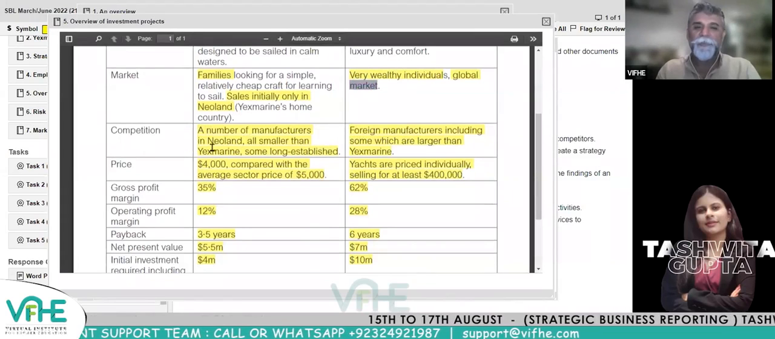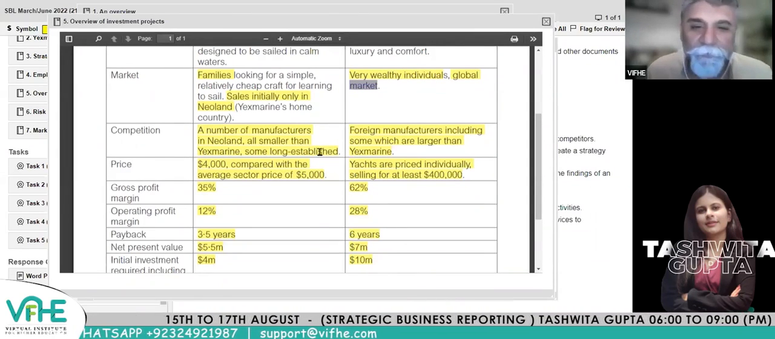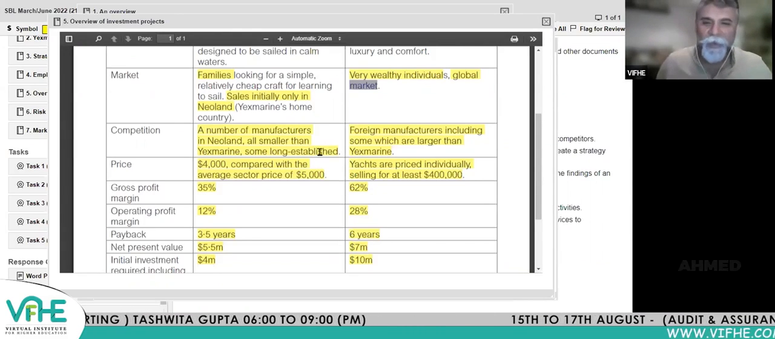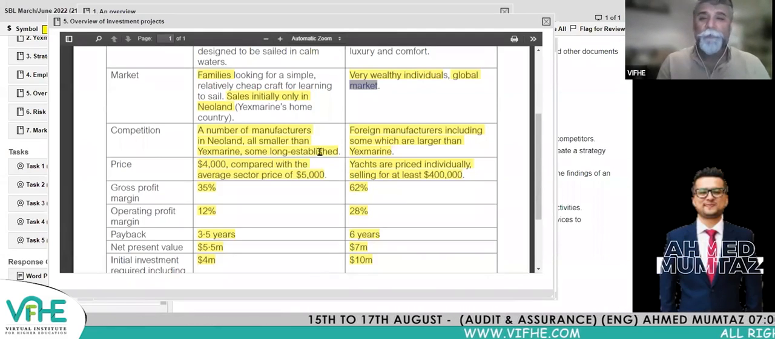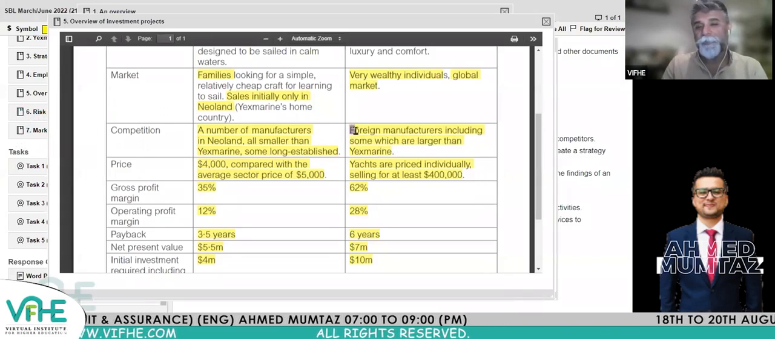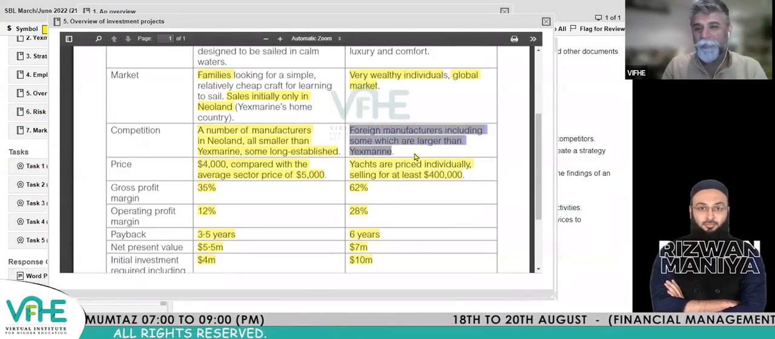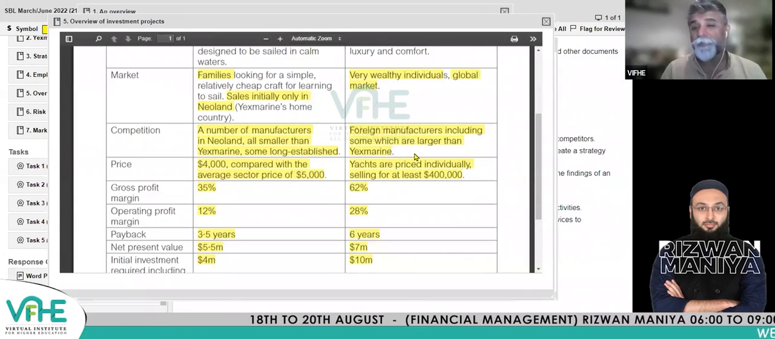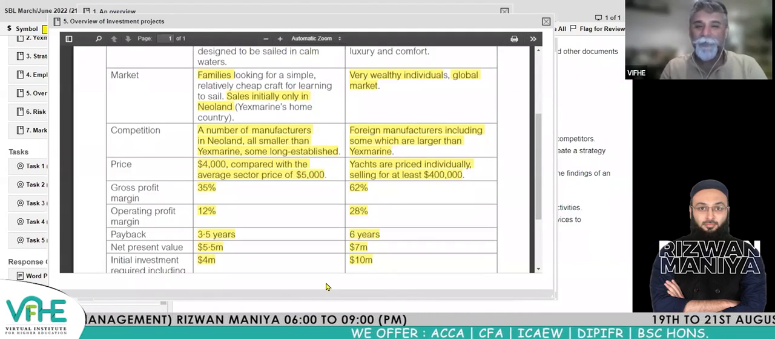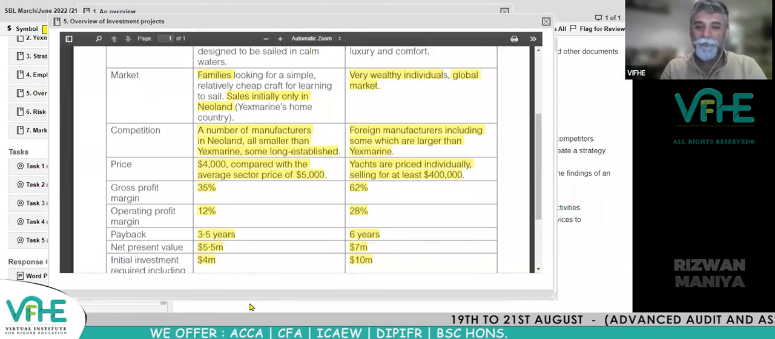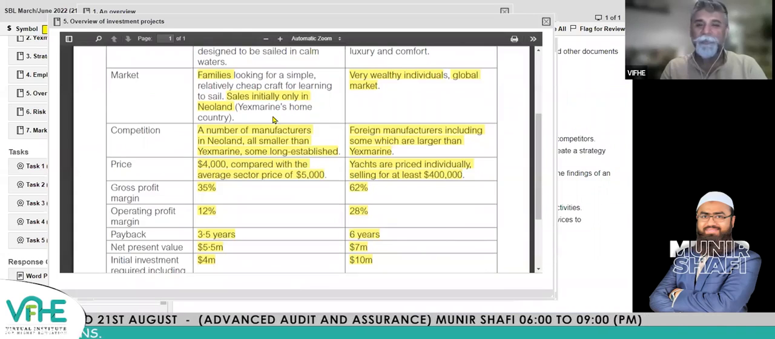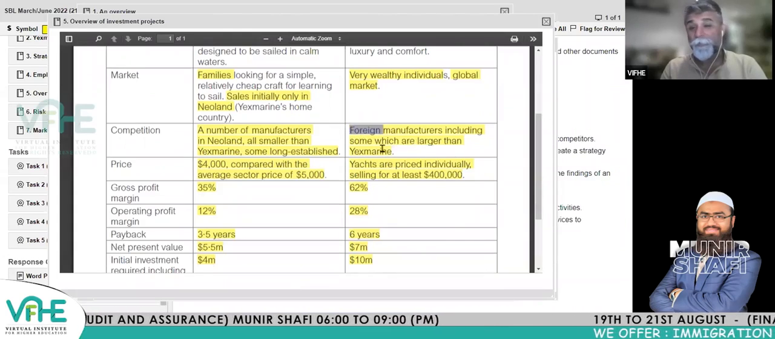Competition, it says a number of manufacturers in new land, all smaller than Yexmari, some long established. That's good. In dinghy, although there are a number of competitors in new land, they're all much smaller than us. What about this one? Foreign manufacturers, including some which are larger than Yexmari. This one is more negative than positive, do you agree? So in terms of competition, which one is better, dinghy or yachts? I think dinghy is better because there are small competitors and all local. Here there are international competitors, some of them bigger than us.